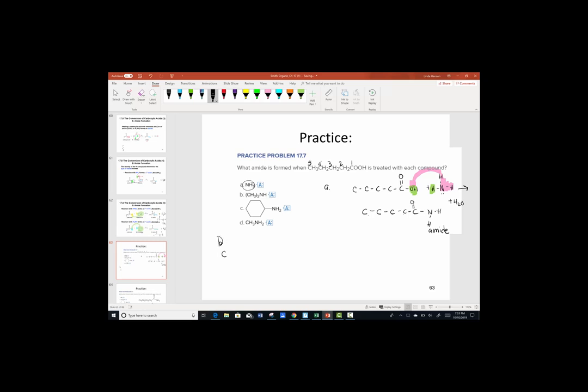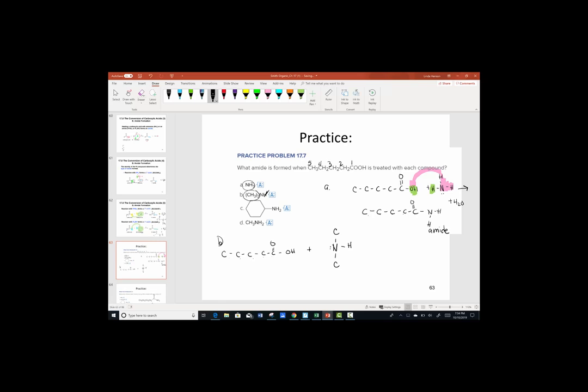Let's look at letter B. We start with the same carboxylic acid, 5 carbons: 1, 2, 3, 4, 5. So the double bond O, OH. And this time we're reacting it with a nitrogen that has 1 hydrogen and a methyl group attached in the other direction. All right, see what I've done? We have 1 hydrogen and 2 units of CH3.